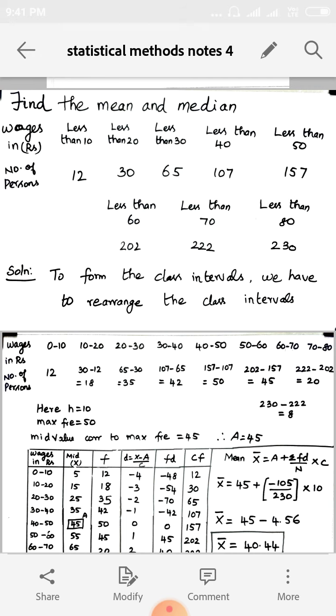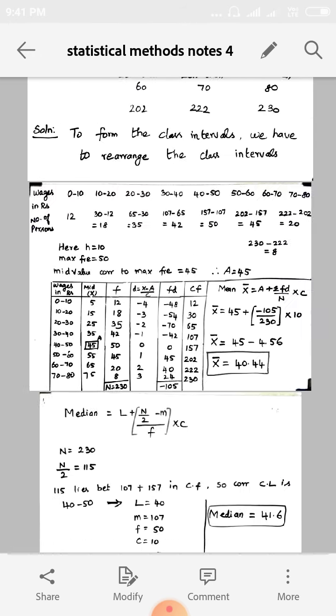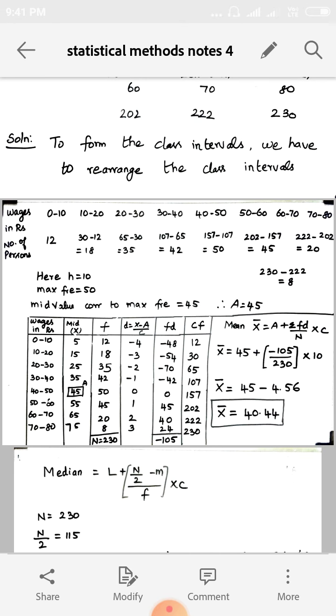First we have to form the class intervals. We have to rearrange the class intervals. How can we find the class intervals? Less than 10 means 0 to 10.